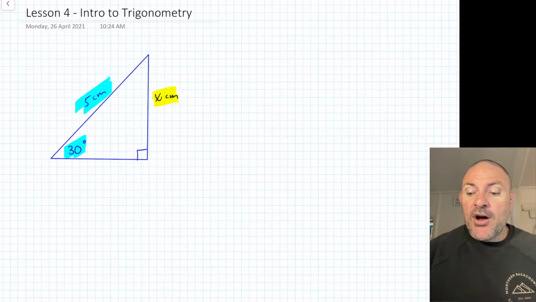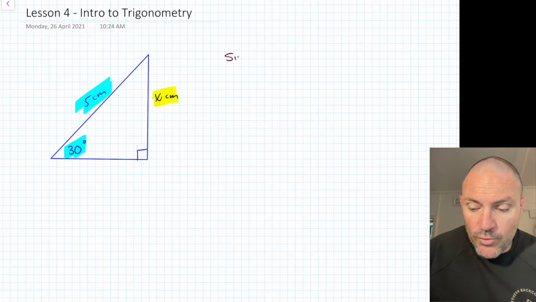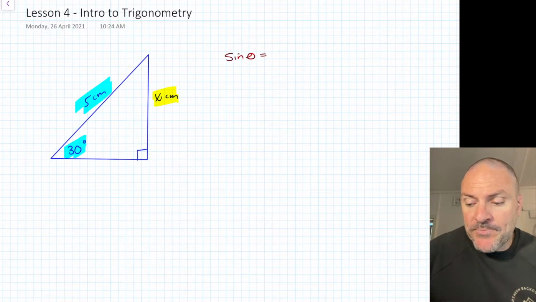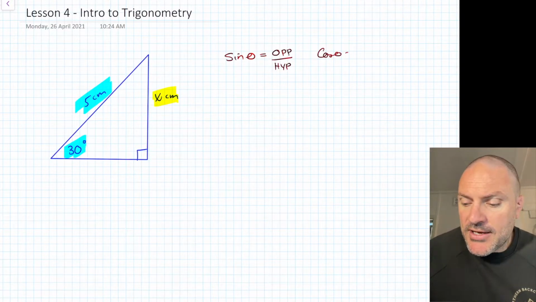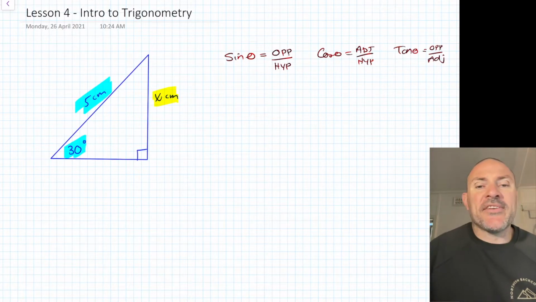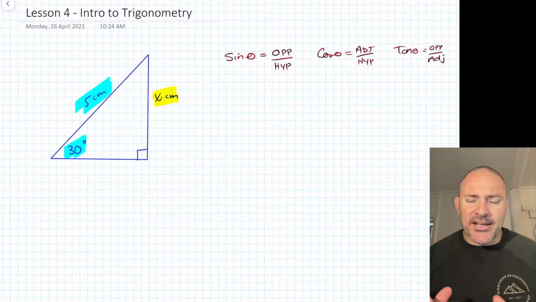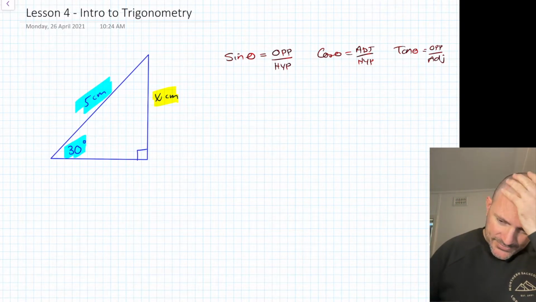I'll show you the rules now. Don't freak out, because we'll go through this slowly in a little bit. We say sine theta equals opposite over hypotenuse. We say that cos theta equals adjacent over hypotenuse. And we say tan theta equals the opposite over the adjacent. Now, you might remember this a little bit from last year, but it's all good, okay?